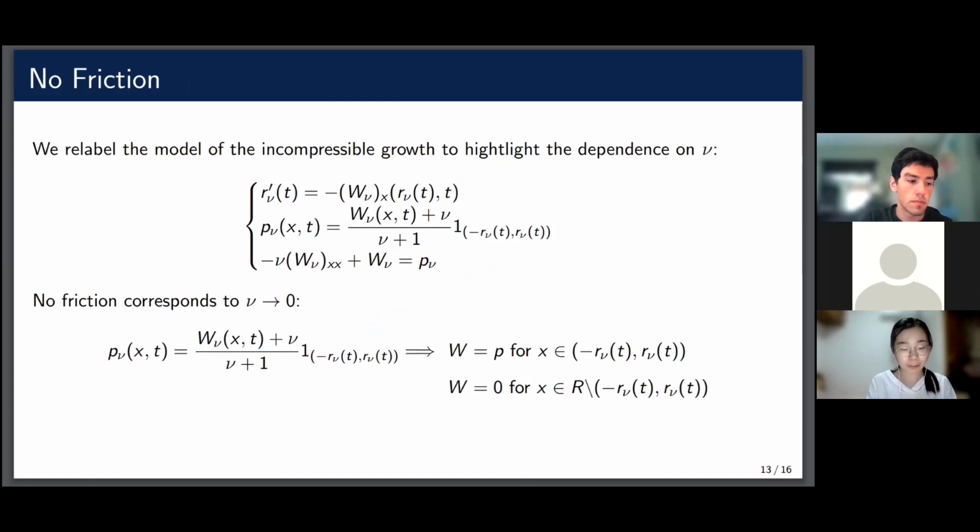Now that we have all the parameters in the model, we next explore how the system will change when the friction disappears. In our model, the disappearance of the friction is equivalent to nu equals 0. We revisit the model of incompressible growth. Through the second formula about the pressure, we can get the conclusion for W: W equals P on the interval minus R(t) to R(t), and W equals 0 outside the interval minus R(t) to R(t).